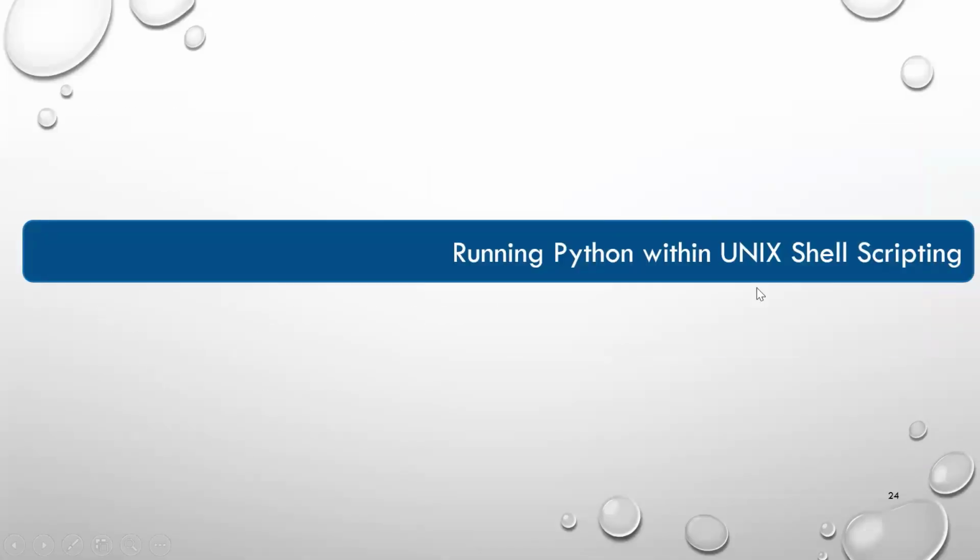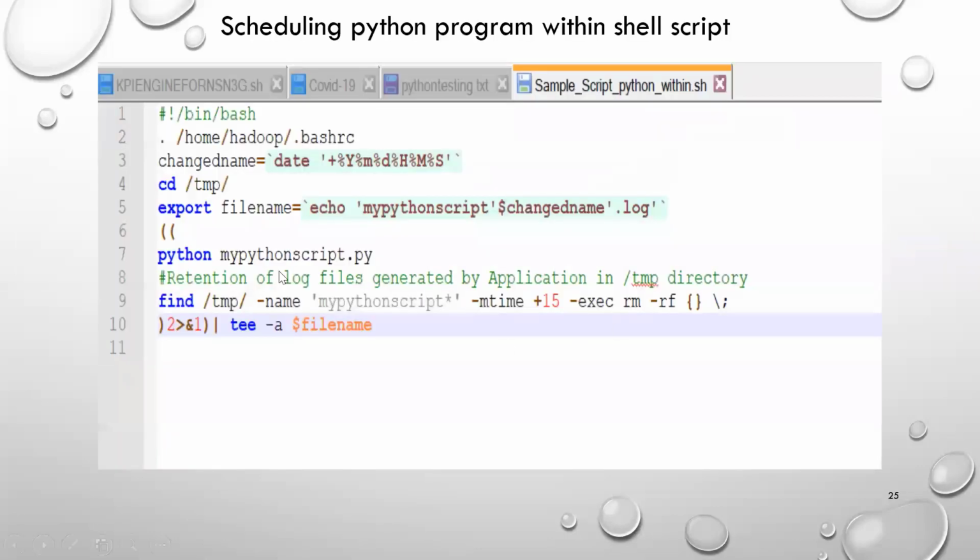Okay. So this is the last one, running Python within a shell script. As I showed you, you just need to put the Python script name within the shell script. For example, this one. This is a green bash shell script, named simple shell script Python.